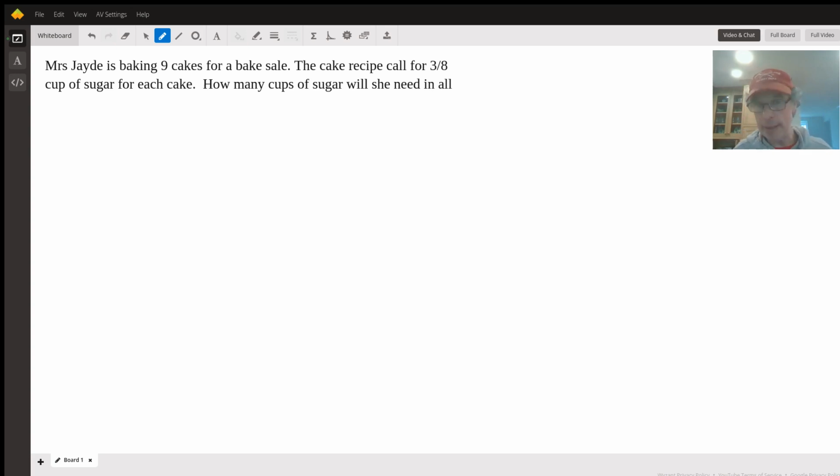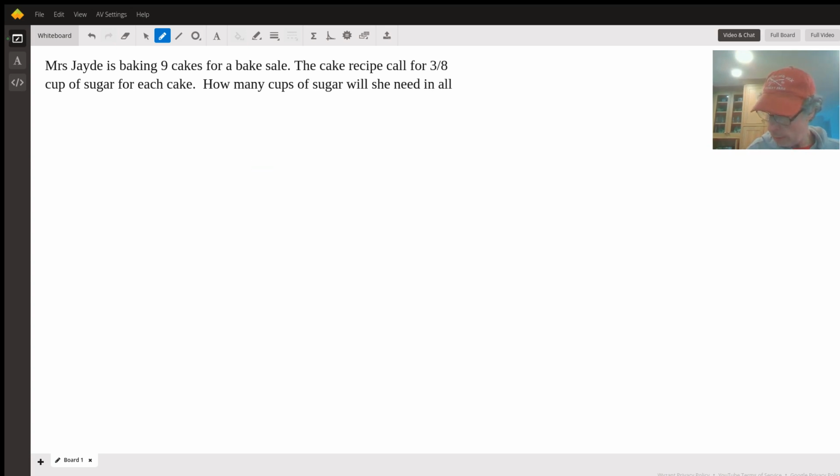Mrs. Jayde is baking 9 cakes for a bake sale. And the cake recipe calls for 3/8 of a cup of sugar for each cake. Now, what we need to solve is how many cups of sugar she will need in all. Okay, this is a pretty complicated problem.